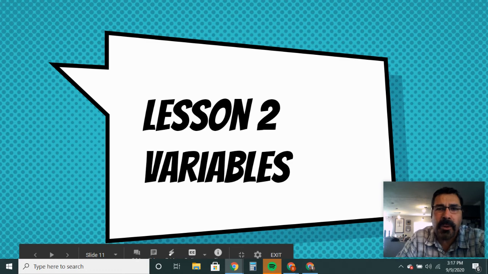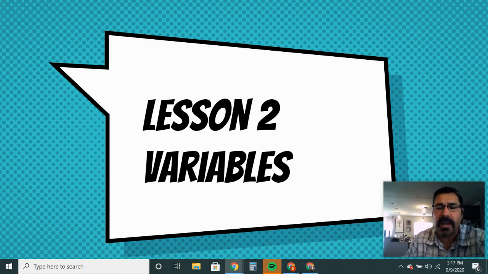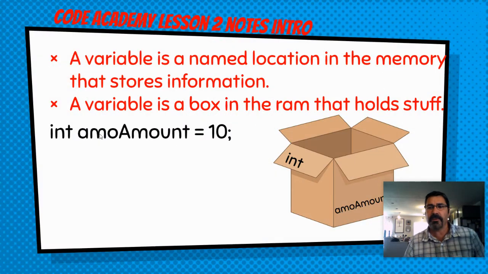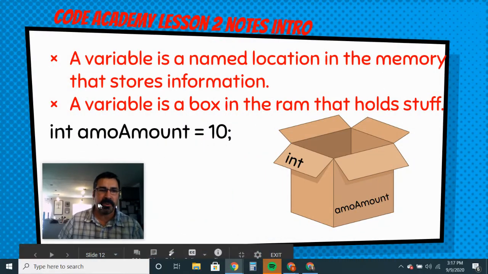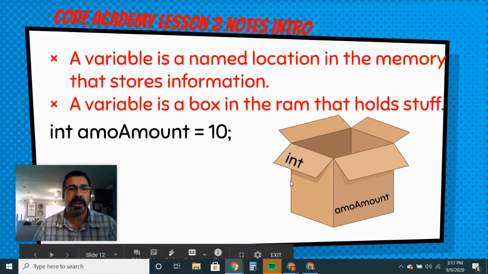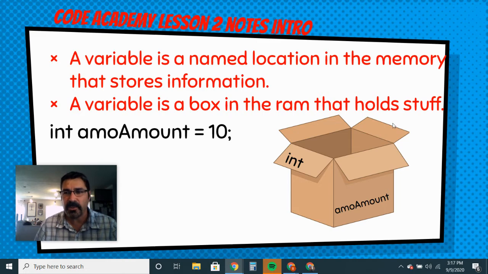Ladies and gentlemen and programmers, we're going to do lesson 2 in Code Academy. We're going to learn all about variables. They seem super weird at first, but they are super necessary and useful. All right, so a variable is the named location of the memory that stores information. Write that down in your notes. A variable is a box in the RAM that holds stuff. Write that down in your notes.